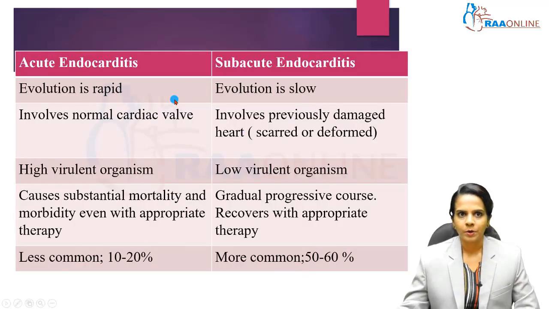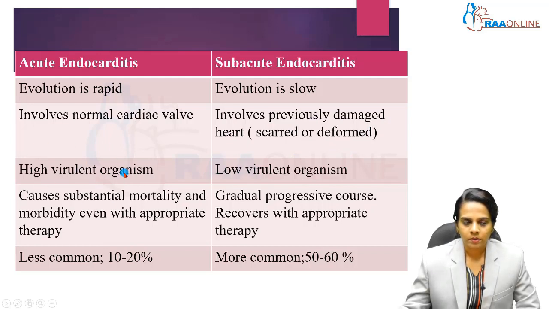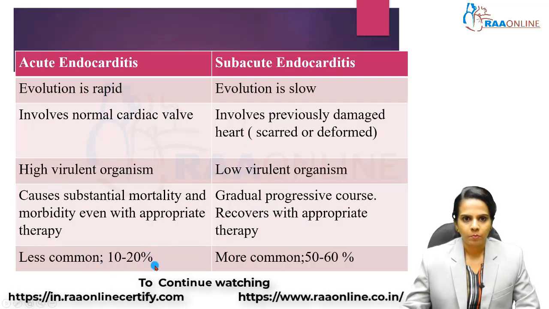This is a table showing the difference between acute and subacute endocarditis. As I said, evolution is rapid in acute endocarditis, whereas here it is slow. Acute endocarditis involves a normal cardiac valve, and subacute endocarditis involves previously damaged heart valves like scarred or deformed valves. Acute endocarditis is usually caused by a highly virulent organism, most commonly Staphylococcus aureus, whereas subacute endocarditis is mostly caused by low virulent organisms like viridans streptococci. Acute endocarditis causes substantial mortality and morbidity even with appropriate therapy and surgery, whereas subacute has a gradual progressive course and patients usually recover with appropriate antibiotic therapy. Acute endocarditis is less common, only 10 to 20%, whereas subacute endocarditis is more common, that is 50 to 60%.